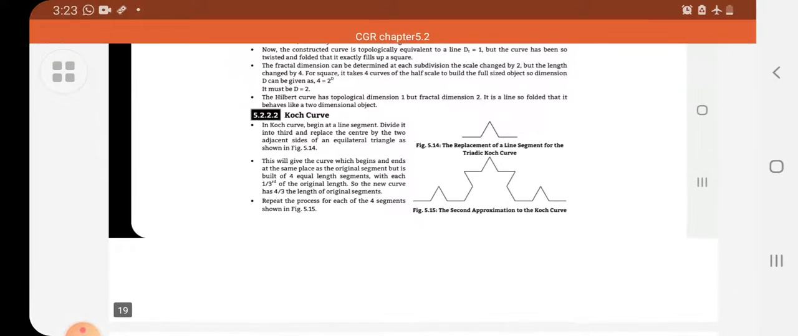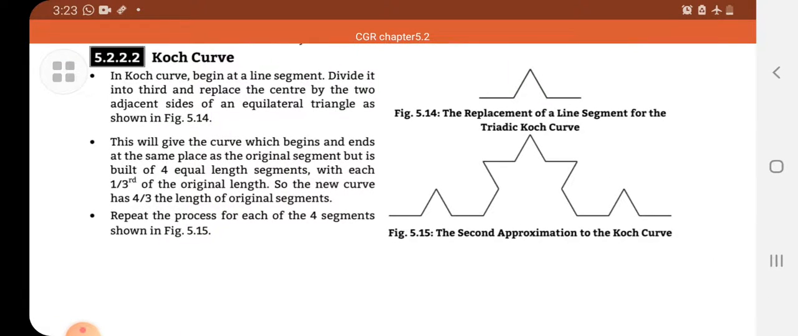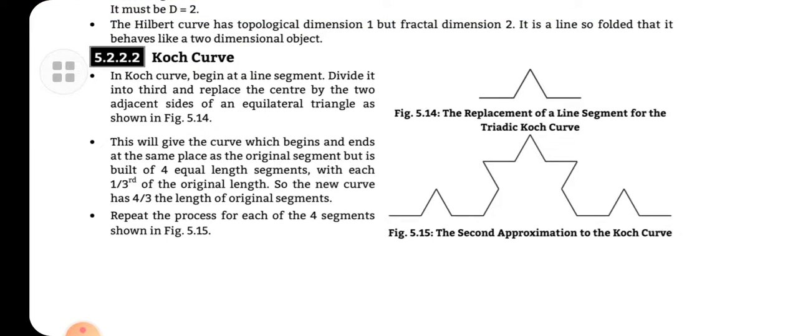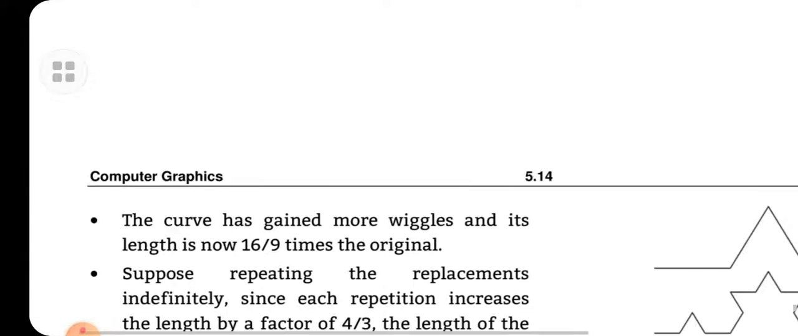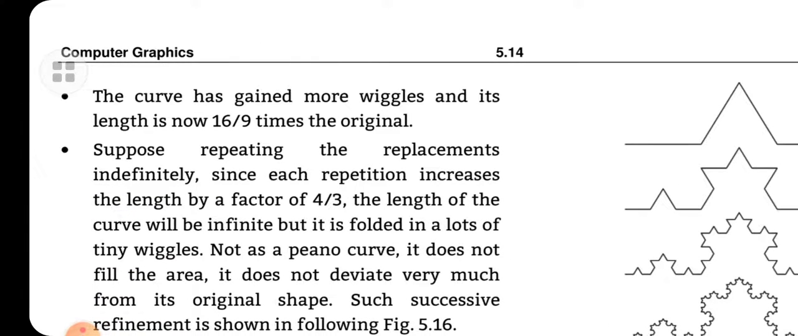This curve is generated like this, in figure 5.14, the replacement of a line segment for the triangular Koch curve. The Koch curve begins from the straight line, and after the straight line it takes the positions of upside and then down, and after that the curve changes as per the equations, and then the curve has gained more wiggles and the length is now 16 by 9 times the original.